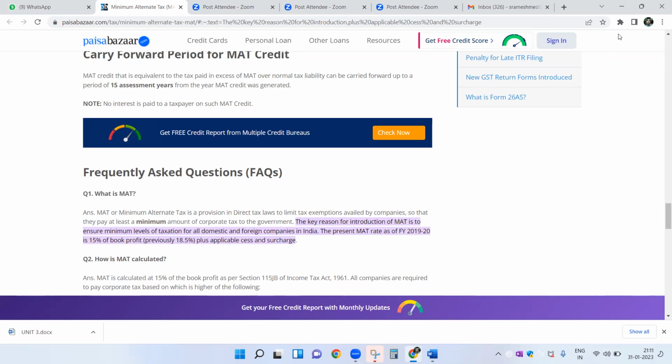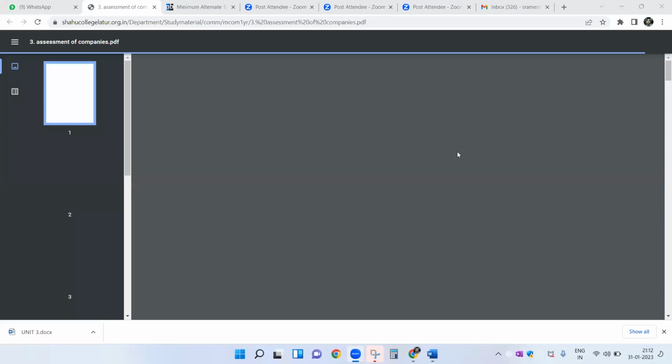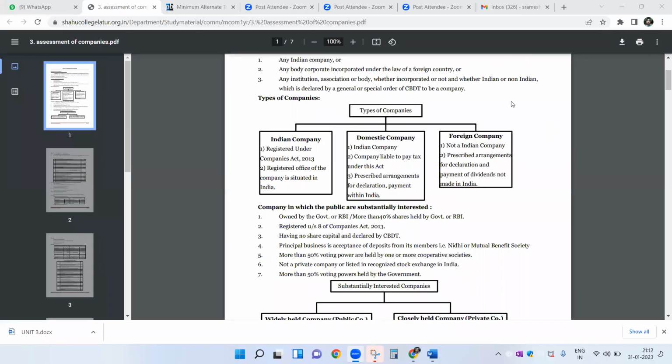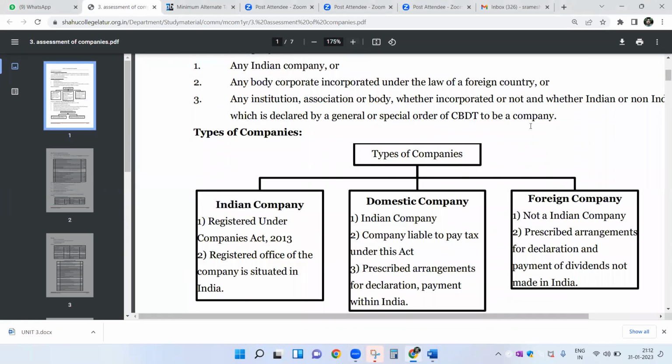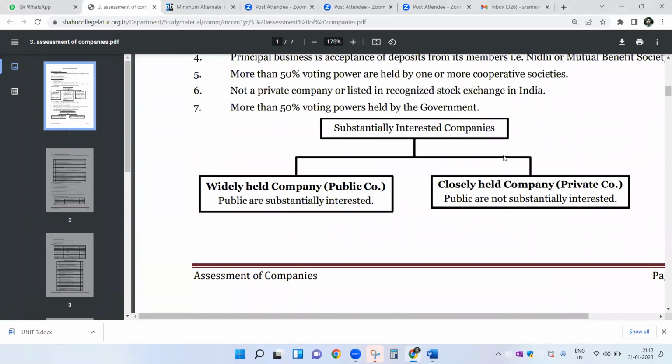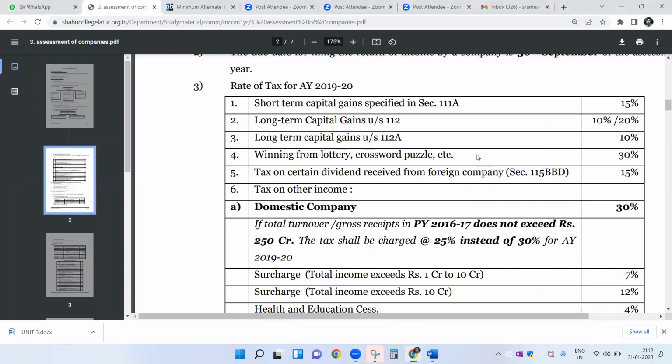Okay, just stay in line. In order to remove confusion, I will show another web source. Just a minute. Now, are you able to see this? Yes, sir.